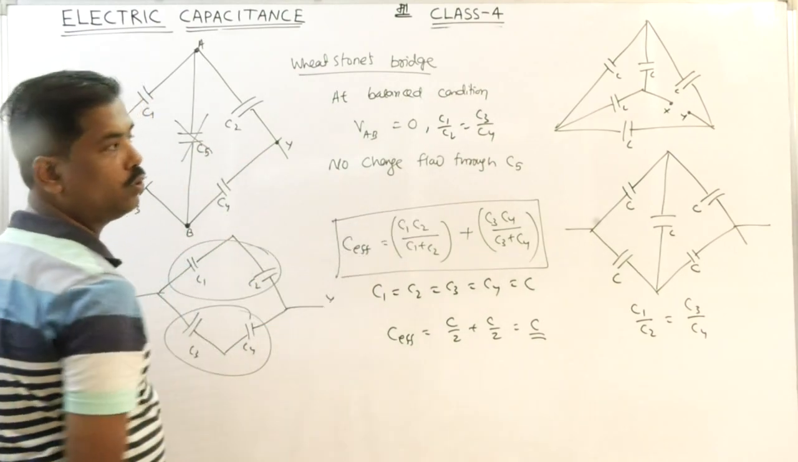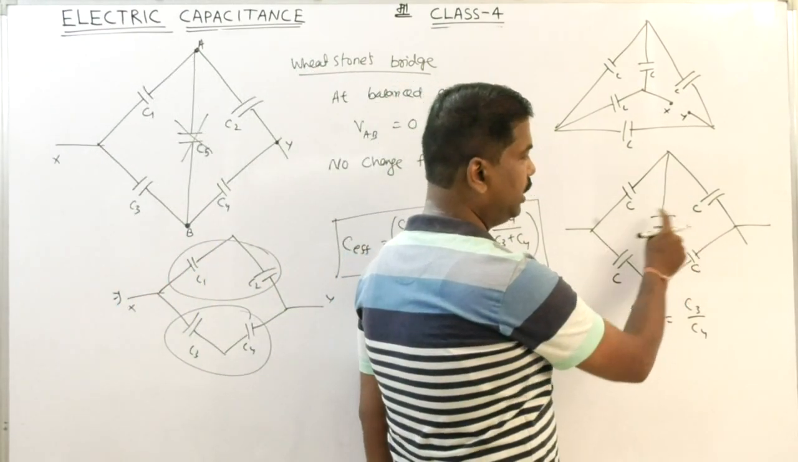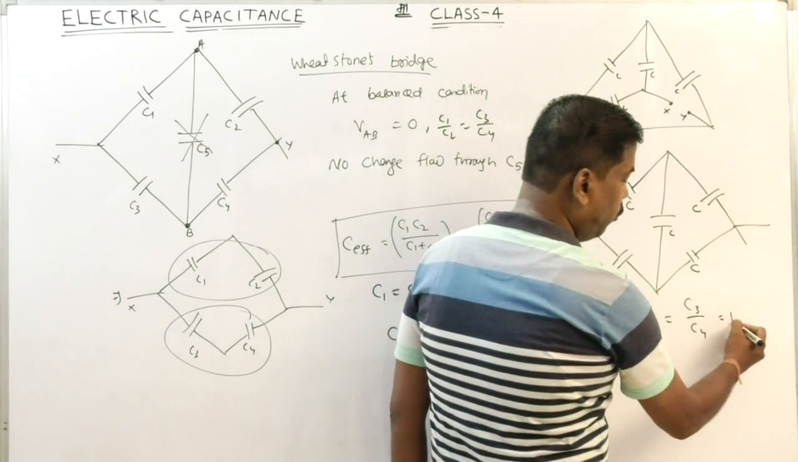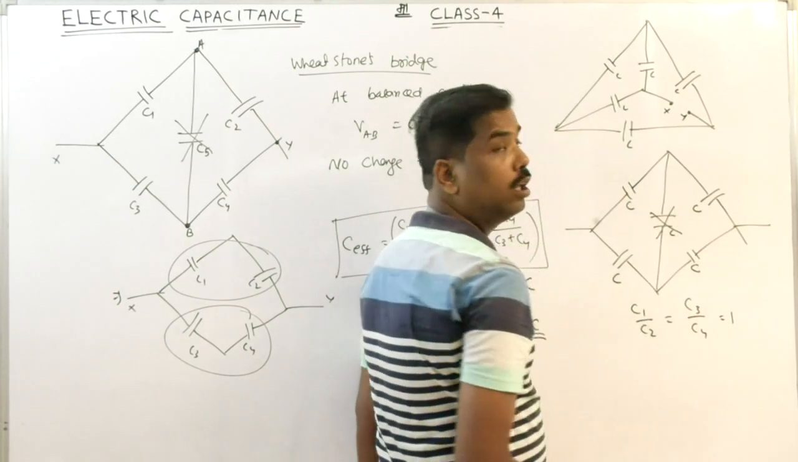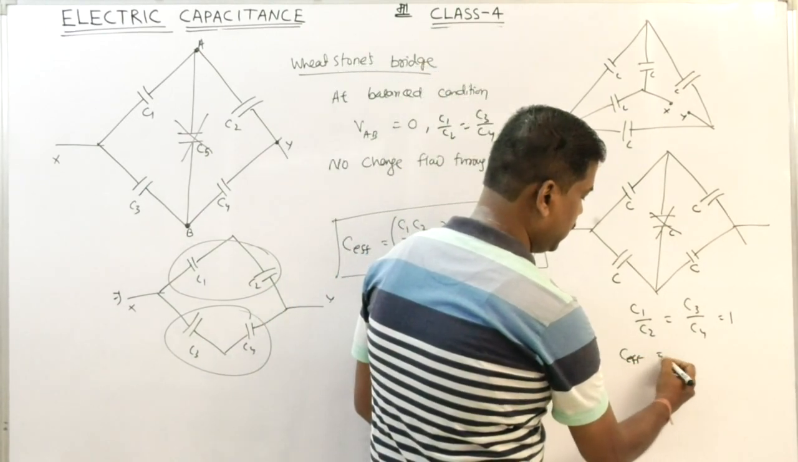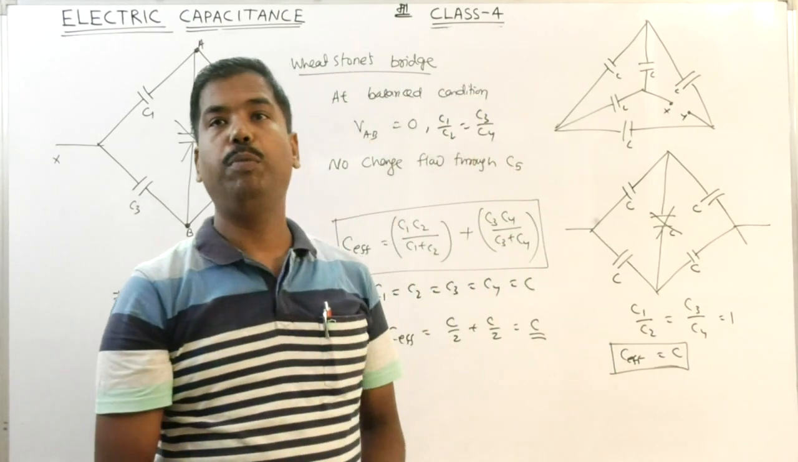Then there is no charge flow through the circuit. Here C1 is C and C2 is also C, so C by C, and C3 by C, that is C by C, is balanced. That is 1. So no current flows through the circuit. Therefore, the effective capacitance is C. This is called the Wheatstone balanced circuit.